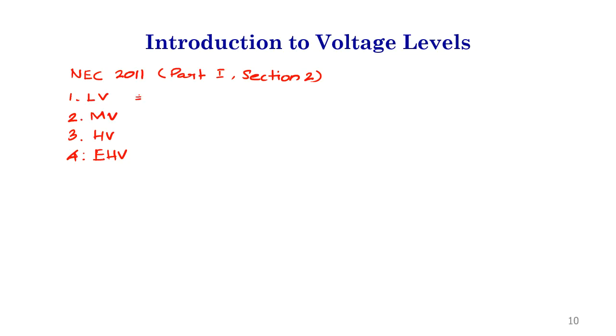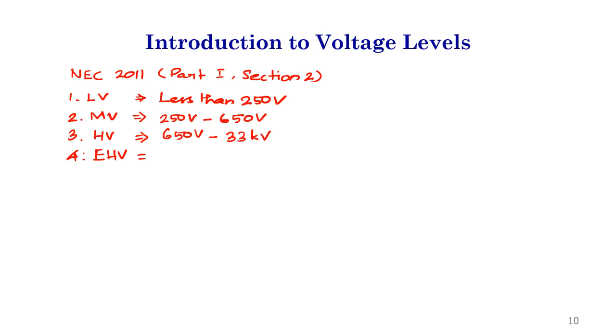Here, low voltage is nothing but voltages less than 250 volts. In medium voltage, we have a band from 250 volts to 650 volts. Now for high voltage, we have 650 volts to 33 kilovolts. In EHV, when the voltage is more than 33 kV, we say it is extra high voltage. All these ranges are under normal conditions.